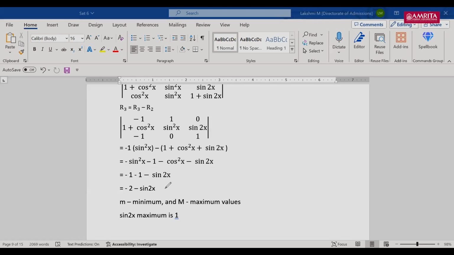Now, coming to the maximum and the minimum value, what you have to do? The maximum and the minimum value will completely depend upon the value of sine 2x.